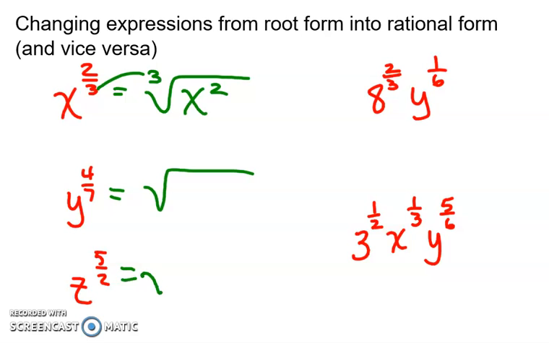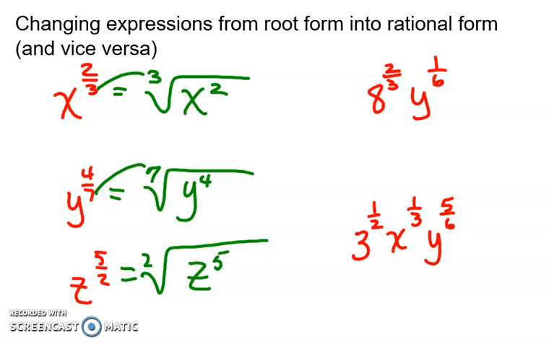For the next 2 problems, the denominator is 7, so it's the 7th root of y to the 4th. And then the last problem is the square root of z to the 5th. Because this is the only case where this is true, because it's a 2, we can leave the 2 off and still call it the square root of z to the 5th, but the 2 is implied when you have a radical there.